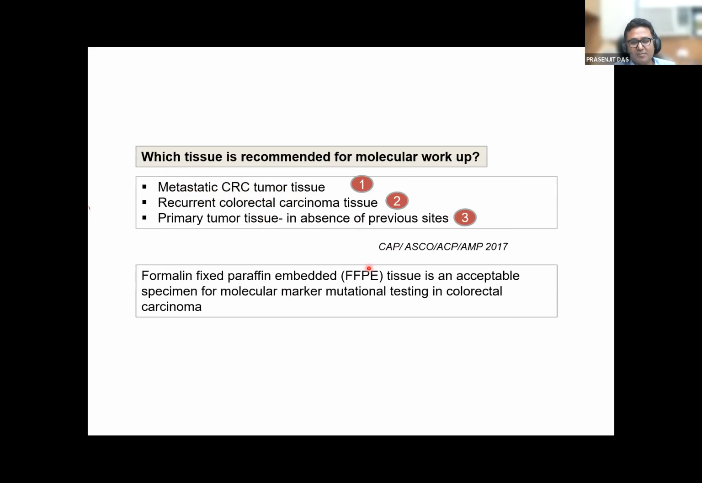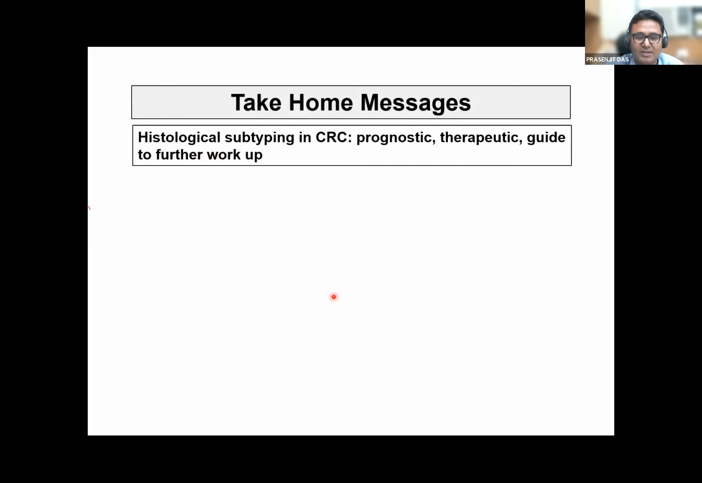And you must remember that FFPE tissue is good enough, this is an acceptable and recommended specimen sample for all these mutational studies, which are based on the extraction of the DNAs. So we can do, and we routinely do this, and that is good enough.